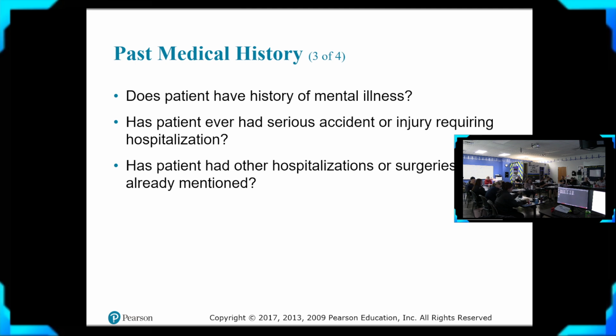Does the patient have any mental illness? Have they ever been in an accident or hospitalized? And any surgeries?